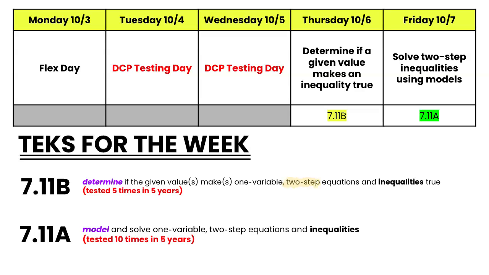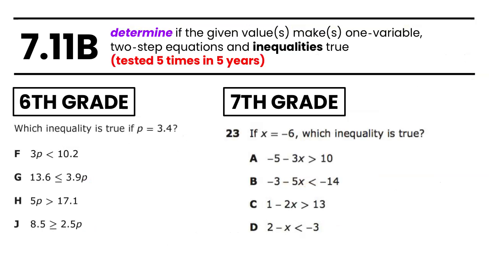Students did 1-step equations and inequalities in 6th grade, and so this is now extending the thinking to be 2 steps for equations and inequalities. For 7.11A, students will have to model and solve 1-variable, 2-step equations and inequalities. We already focused on equations before the checkpoint, and so we will turn our attention now to inequalities. As you can see for TEKS 7.11B, this is an extension of what students already learned in 6th grade.